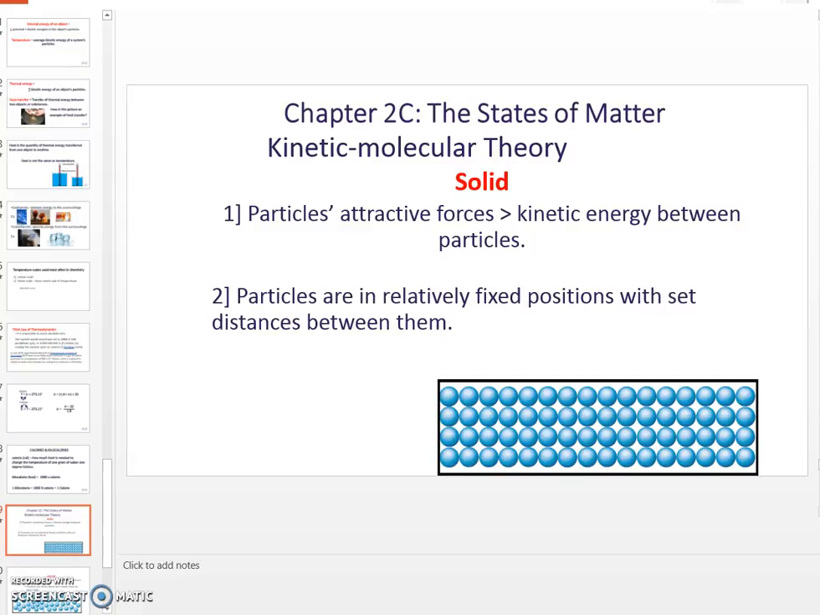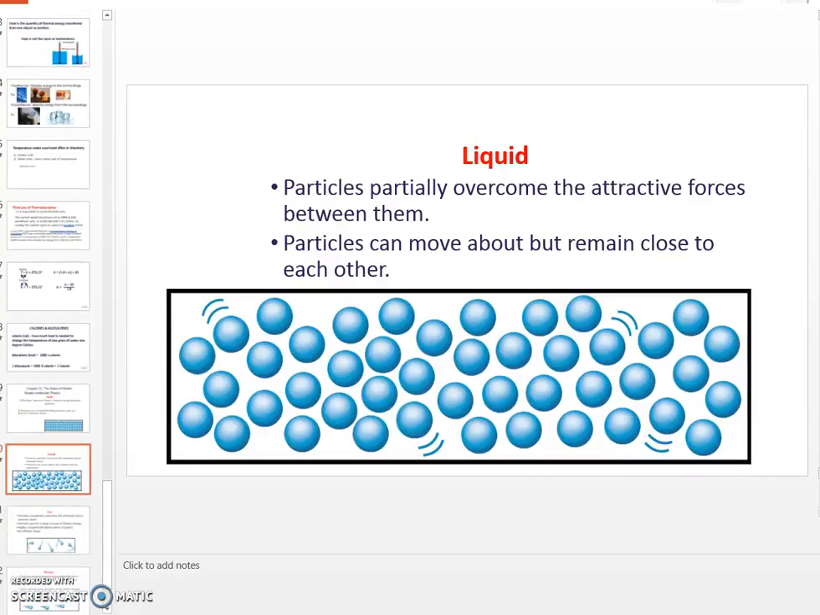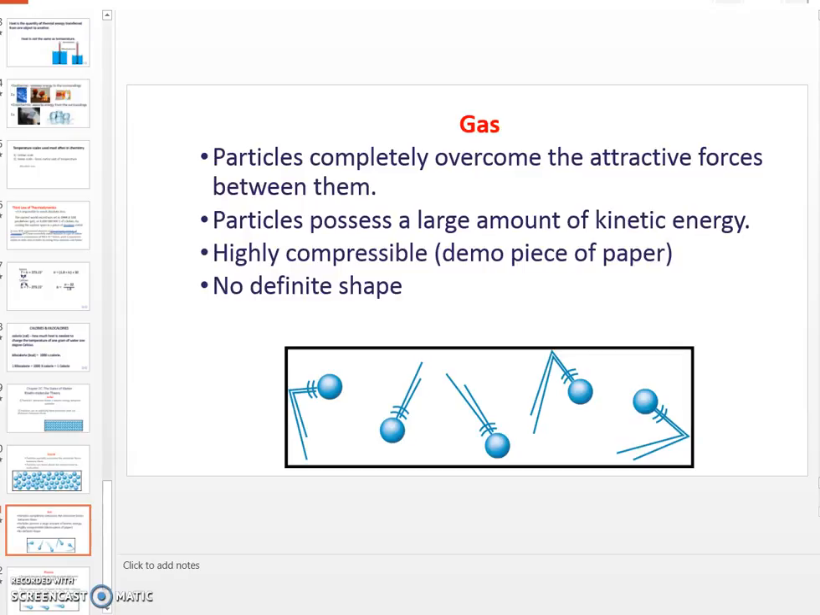Last part, kinetic-molecular theory. What's going on with particles when they're arranged in different states of matter? In a solid, the attractive forces between particles are greater than the kinetic energy of the particles. That's why they're able to stay together. In a liquid, some of that attractive force is overcome. They move around a little bit, but they remain close to each other. Gas, that's it, man. There are no attractive forces. It's all, woo! Yeah, baby, we're going. Party in the house, yo!